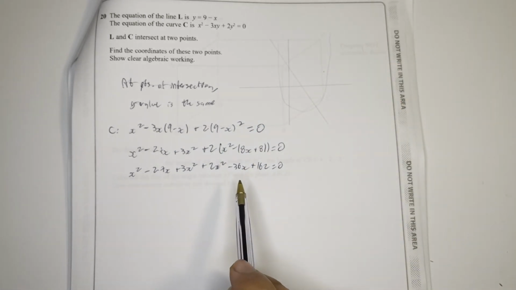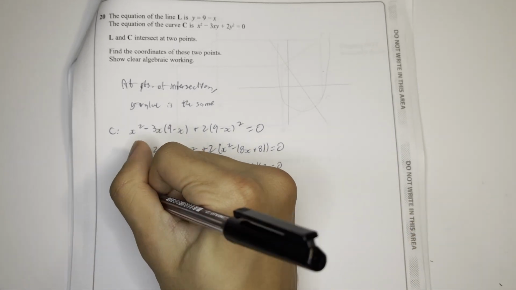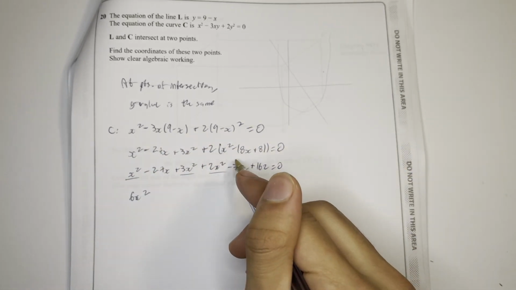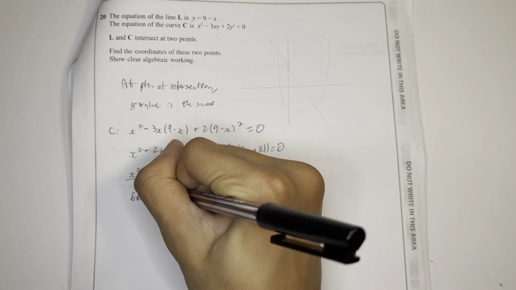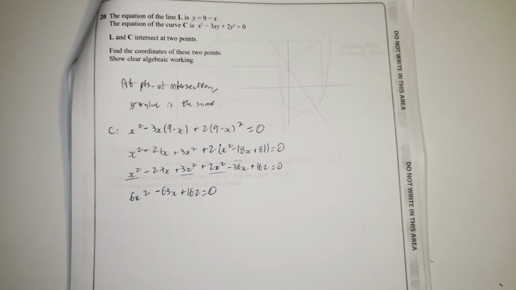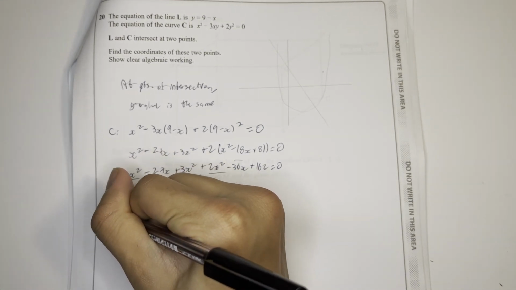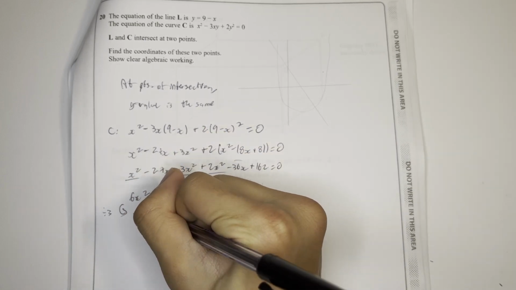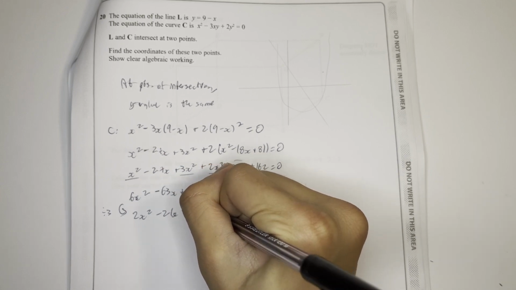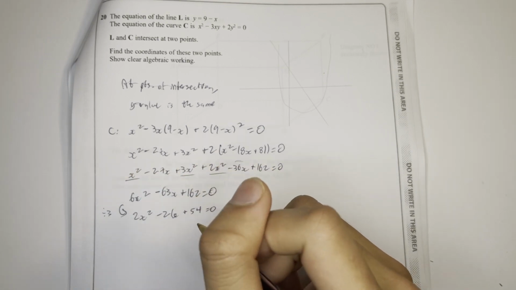And now we collect all of the like terms together. We can start with the x squareds, giving us 6x squared, and then the x values, which gives us minus 63x plus 162 is equal to 0. Dividing both sides by 3, we have 2x squared minus 21x plus 54 is equal to 0. And this can be factorized and solved to find the x values at these coordinates.